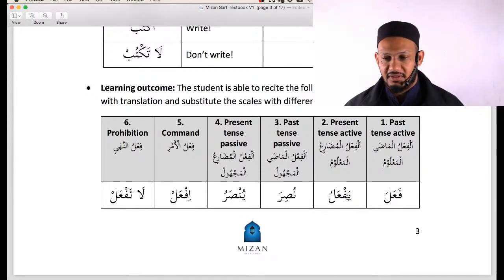So you must know that, that's a learning outcome. And then you must be able to substitute another scale onto it. Like for example, yansuru, yansuru, yansuruna, tansuru, yansurna, tansuru, tansuruna, tansurina, tansurna, ansuru, nansuru.